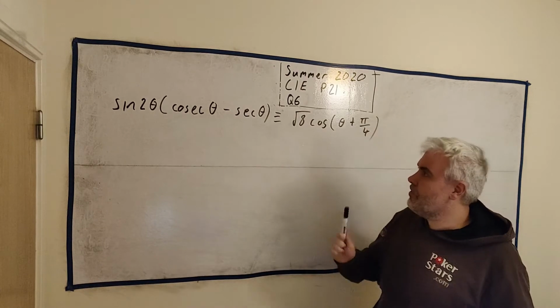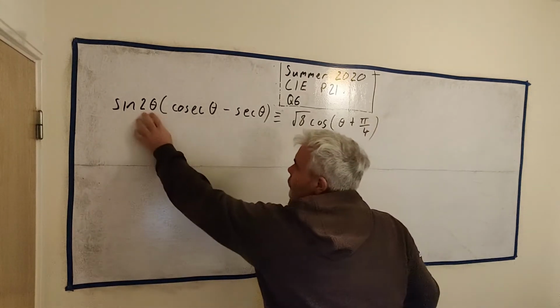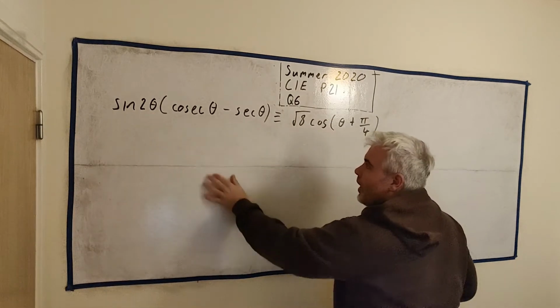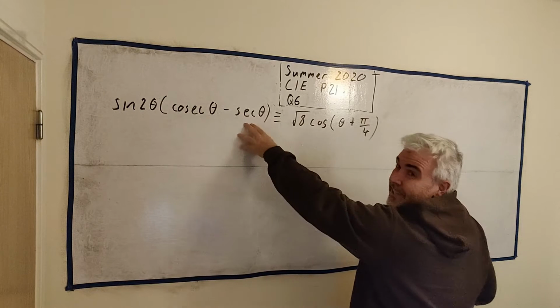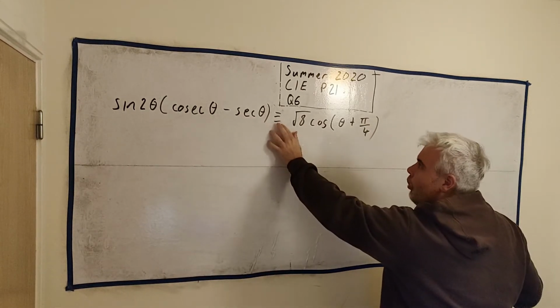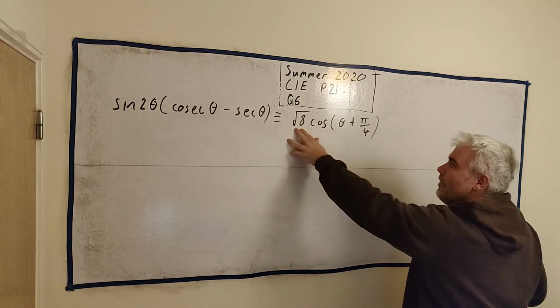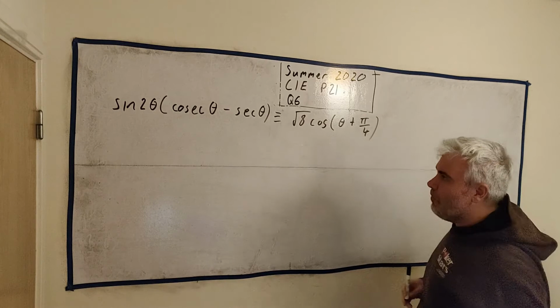Part A asks us to prove this long line here. I guess I'll read it out. Sine 2 theta multiplied by the cosec theta minus the sec theta, or secant it's also called, is equal to, in all cases, square root of 8 multiplied by cosine of theta plus pi over 4.